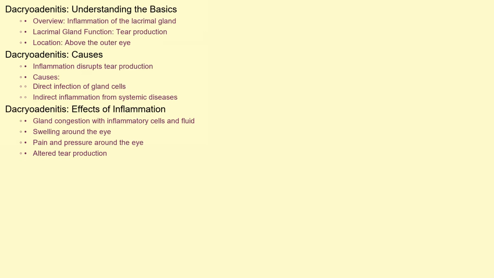To understand dacryoadenitis, we need to understand the lacrimal gland's role. This gland, located above the outer part of your eye, produces tears. In dacryoadenitis, inflammation disrupts the normal tear production process. This inflammation can be caused by infection directly affecting the gland cells or indirectly by inflammation triggered by systemic diseases, which secondarily affect the gland. Swelling occurs as the gland becomes congested with inflammatory cells and fluid. This congestion can affect not only tear production, but also cause pain and pressure around the eye.